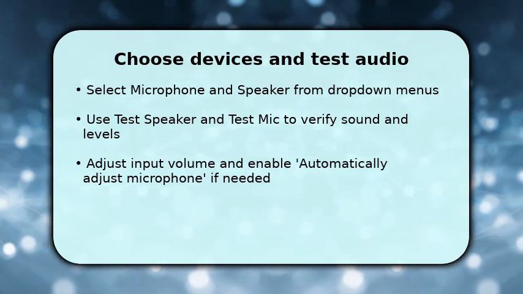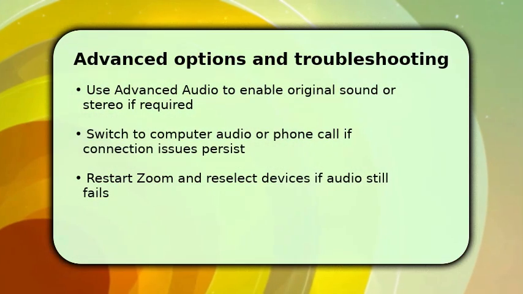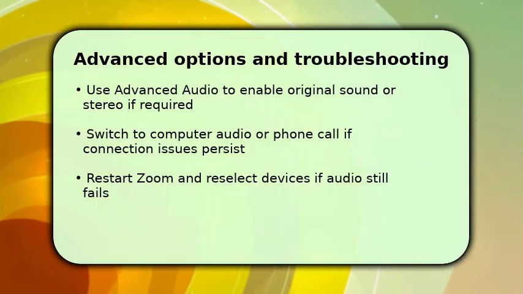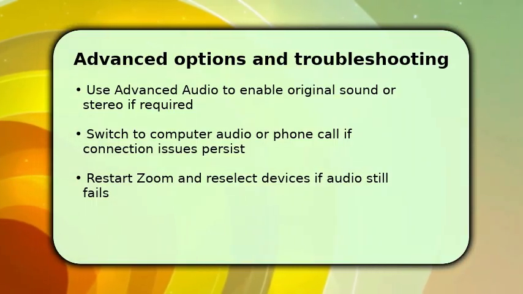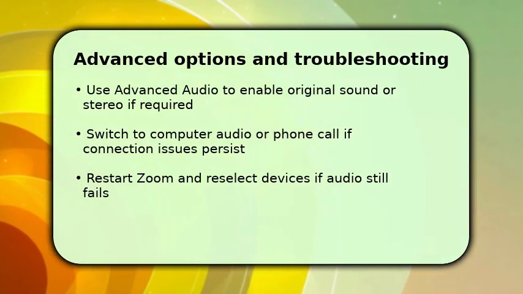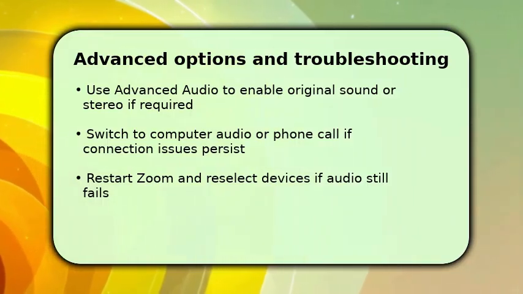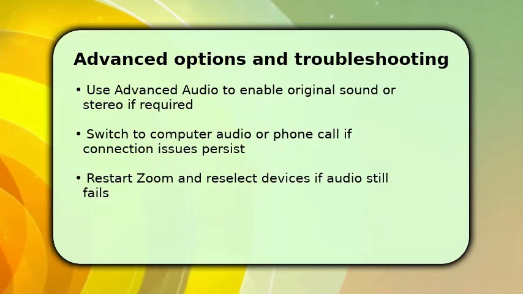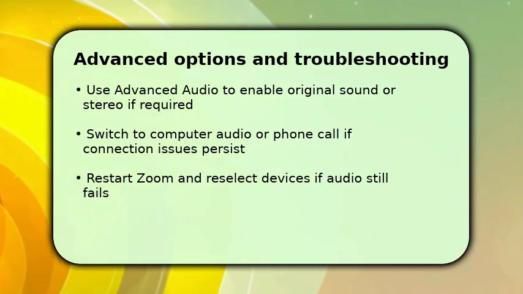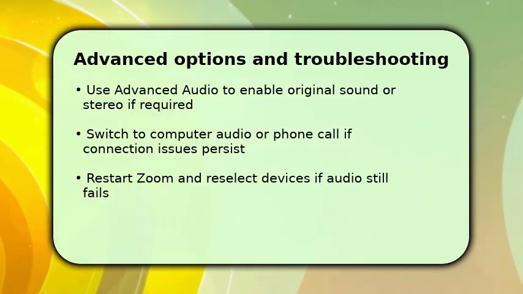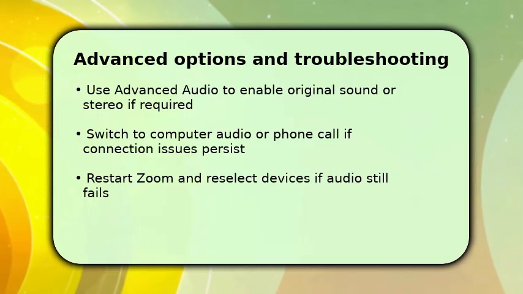Finish by configuring advanced options and testing in meeting behavior. Open advanced audio to enable original sound for music or stereo if you need higher fidelity. This bypasses echo cancellation and compression. If participants report issues, switch to join audio by computer or phone and compare. Once done, save settings and confirm in the meeting.